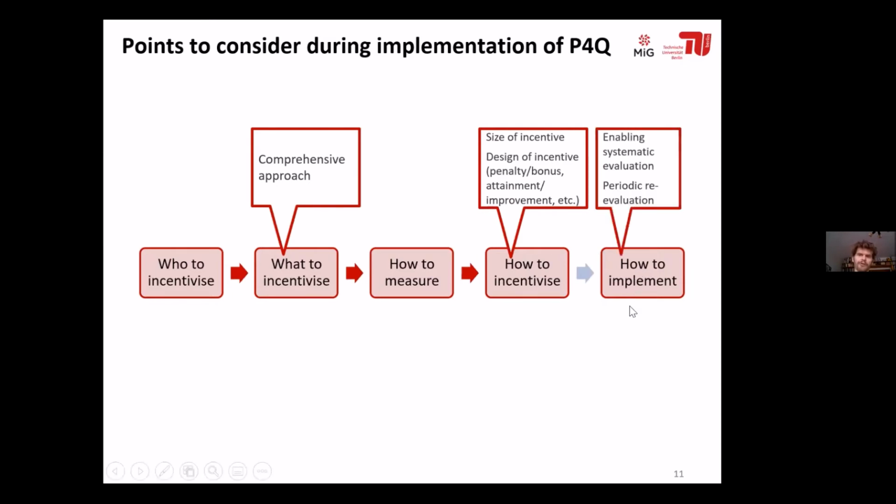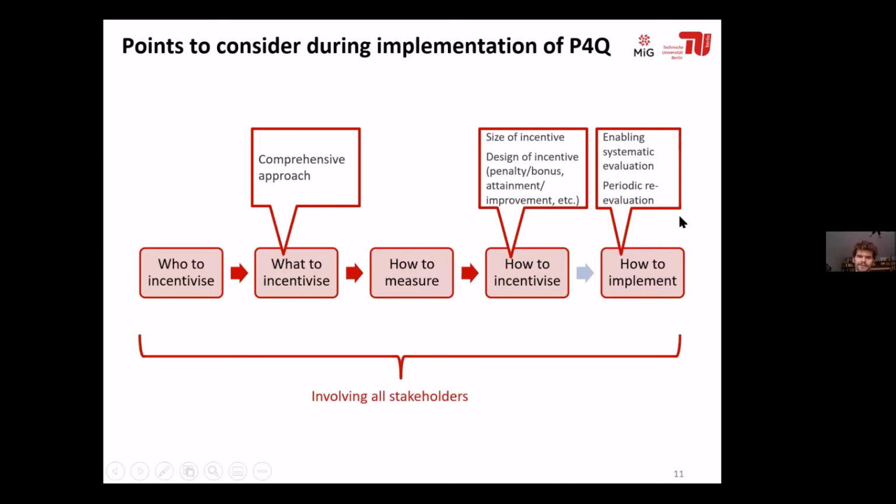And concerning how to implement a pay for quality program, an important aspect is that it should be implemented in a way that enables systematic evaluation and periodic re-evaluation, because otherwise it's unclear what the effects of the program really are. And it is surprising that although there are so many pay for quality programs in European countries, there are relatively few studies that have systematically evaluated their results.